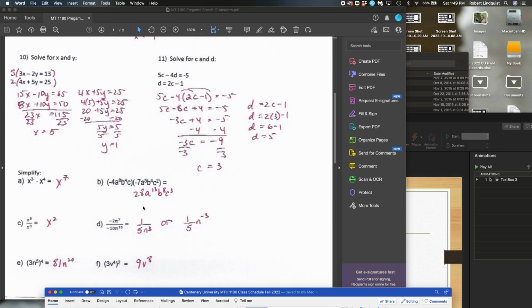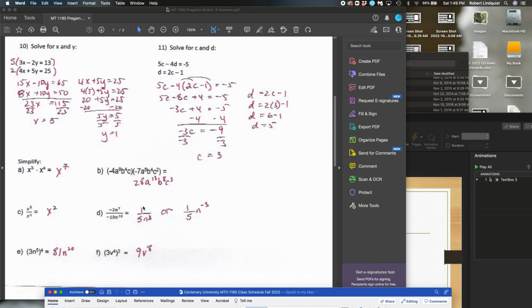Okay, these are pretty straightforward. Again, I would suggest stopping the screen if you haven't done so already. Okay, so a couple I'd like to call your attention to. Letter D.